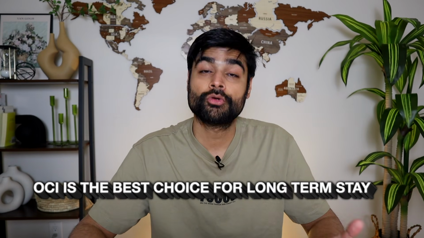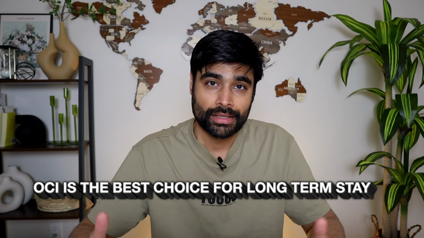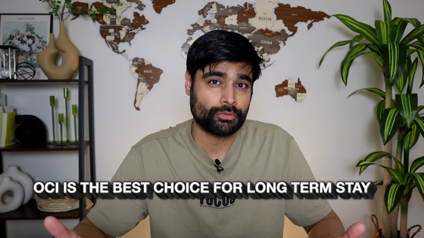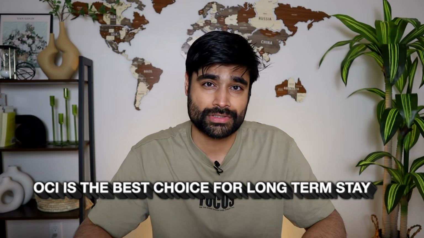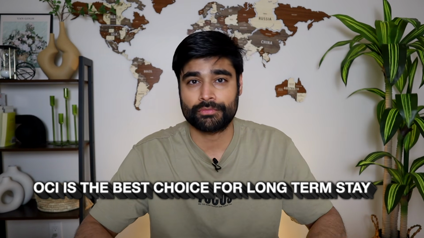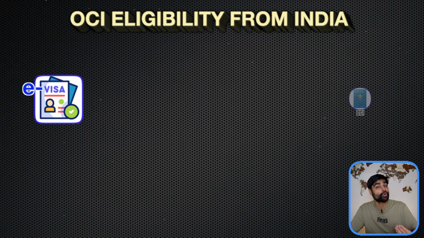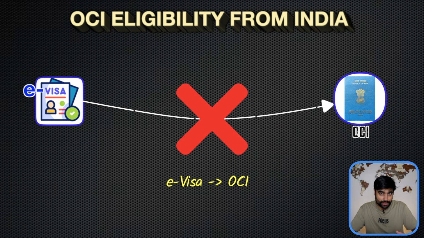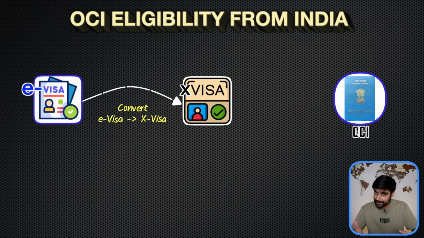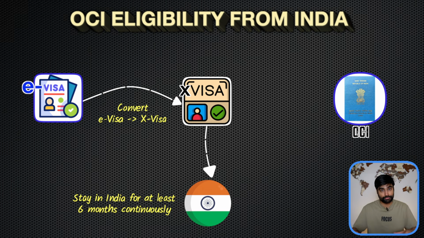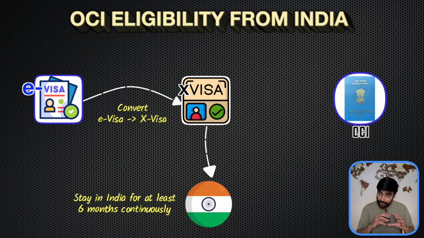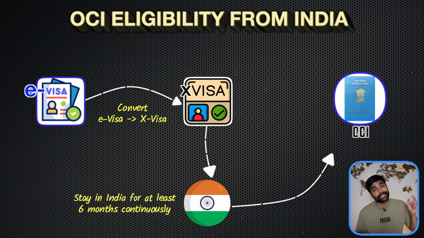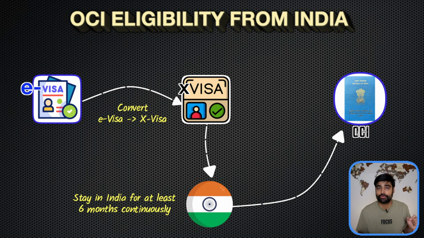OCI will immediately give you almost all the benefits of a citizen, and then you can work for any employer or start a business, and you don't have to worry about any further applications for immigration down the line. You're set with the OCI. So just to reiterate, if you want to apply for OCI from India, then you cannot do that on eVisa. You'll have to first convert it to X Visa, and then you have to stay for 6 months at least continuously in India.